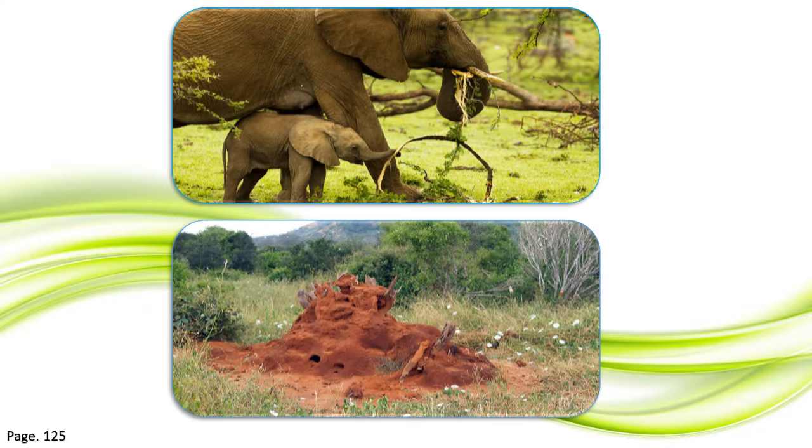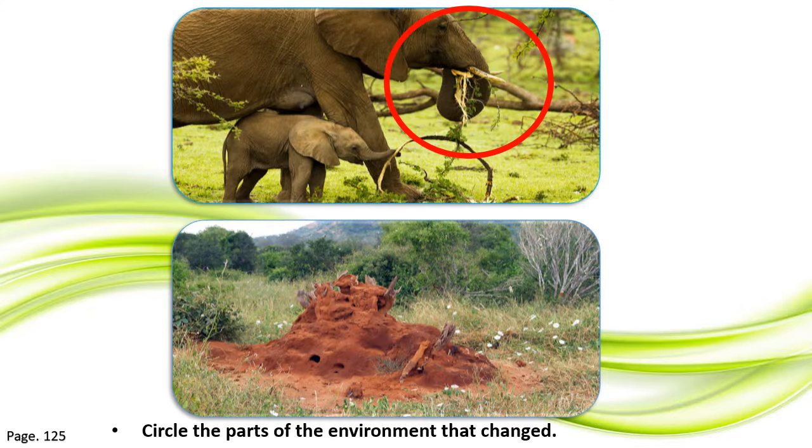Moving on to page 125 in our science book, where we are asked to circle the parts of the environment that changed. So, what do you think? Good job! We are going to circle the picture of small twigs and branches in the elephant's mouth. As said earlier, the elephant uses his long trunk to wrap around small twigs and branches to break them off and bring them to his mouth. We are also going to circle the picture of the mound below. Termites change their environment by moving the soil. The termites move the soil to build the mound. The mound is their shelter.